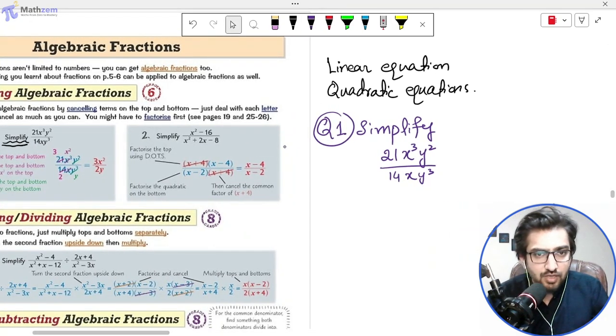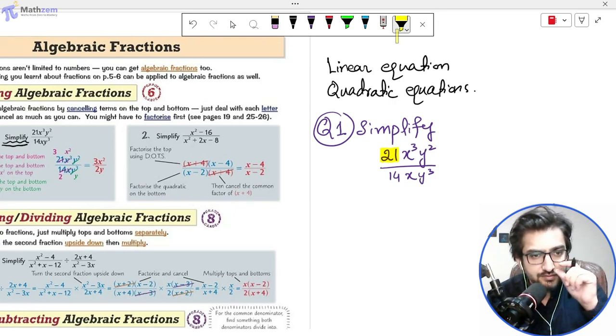All right, so now you can see we have different numbers in the numerator, like 21x^3y^2 and 14xy^3. Some terms are in the numerator and some are in the denominator.